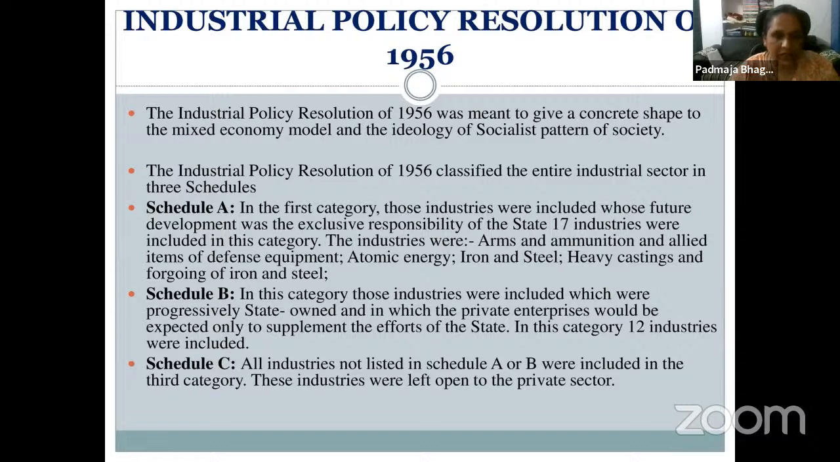The third schedule is the combination of A and B. All industries not listed in A or B are taken in category C. These are the industries left open to the private sector. Whatever industries were not in A and B, they can easily set up, and it is left to the private sector. When establishing new industries also, the rules and regulations will be the same as previous ones and will be continued. Is it clear?